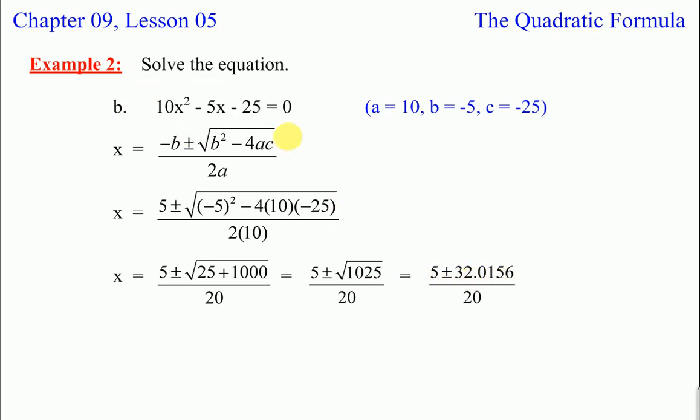Alright, in this case, the box method probably wouldn't have worked for you. So, plus or minus 32. So we do plus 32 divided by 20, gives us approximately 1.9. Or we do minus 32 divided by 20, gives us approximately 1.4. Okay, so that's how the quadratic formula works.